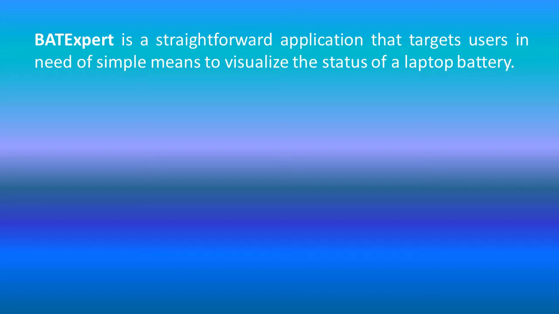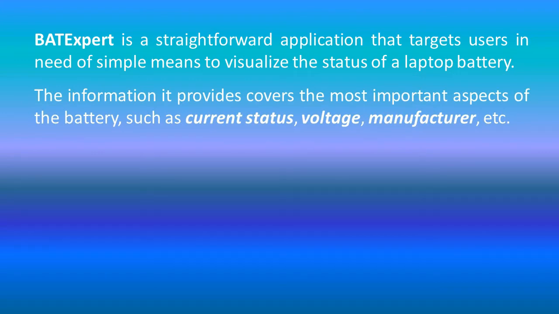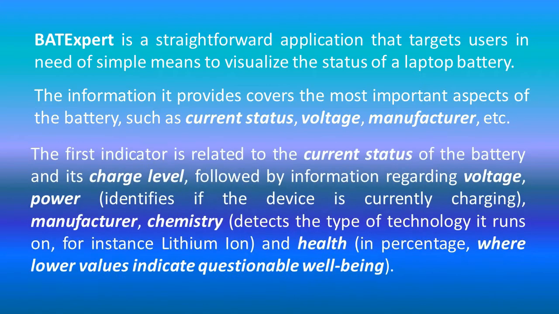of a laptop battery. The information it provides covers the most important aspects of the battery, such as current status, voltage, manufacturer, etc. The first indicator is related to the current status of the battery and its charge level, followed by information regarding voltage, power, identifies if the device is currently charging or discharging, manufacturer, chemistry, that is, it detects the type of technology it runs on, for instance, lithium ion, lithium polymer, etc., and health, in percentage, where lower value indicates questionable well-being.